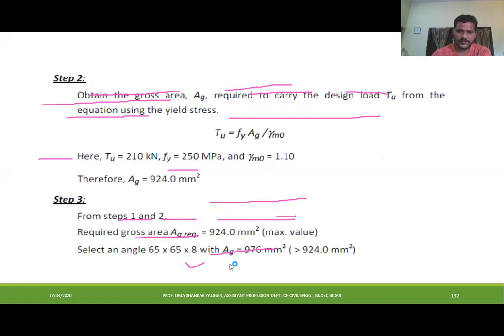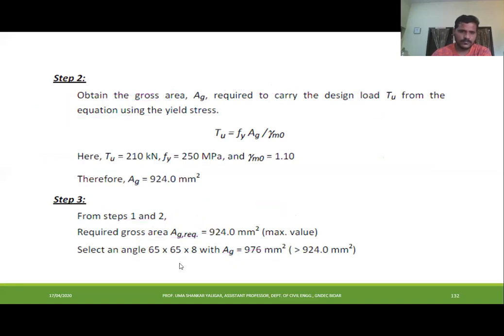Then in the second step, you calculate Ag, the gross area. The formula is Tu is equal to Fy into Ag divided by gamma m naught. We know Tu, 210 kilonewton, Fy, 250, and gamma m naught, 1.1. If you substitute all the values, you will get Ag, the gross area, as 924 mm square.